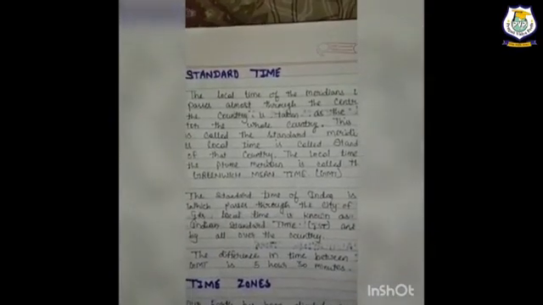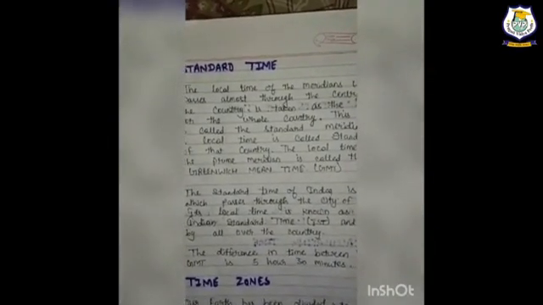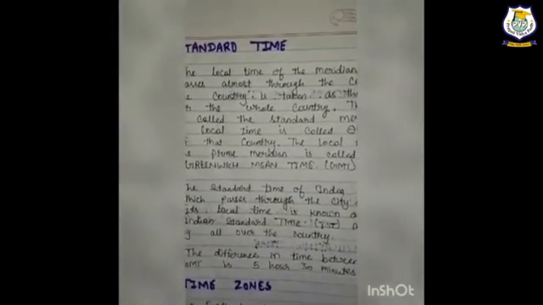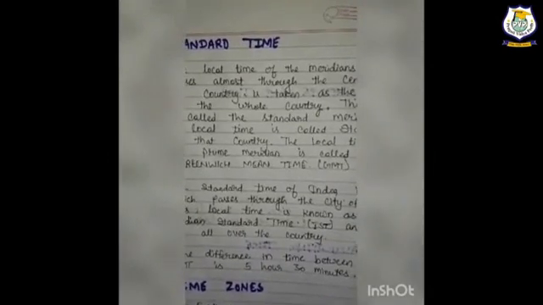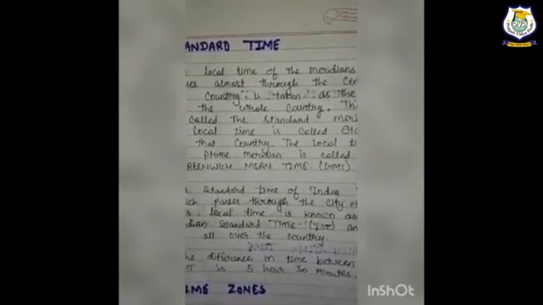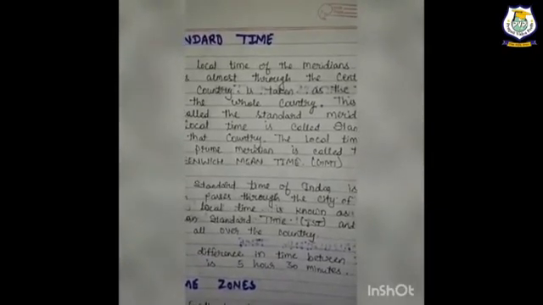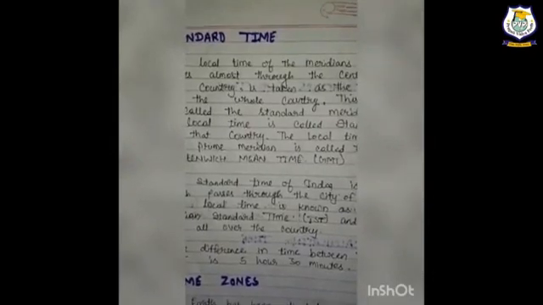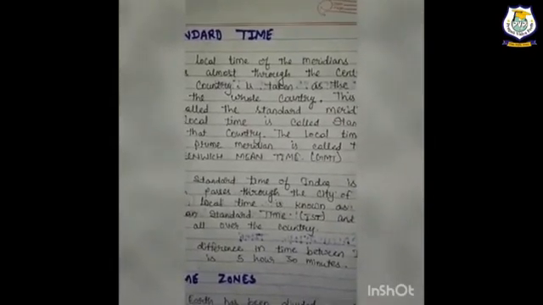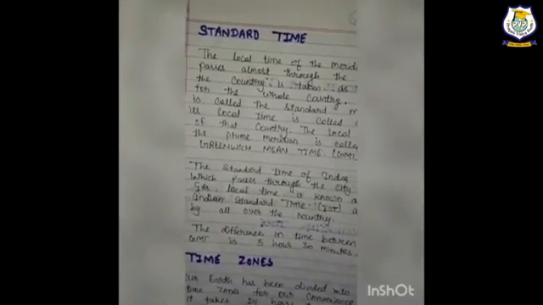Every country has a few meridians passing through it. For example, India has 30 meridians passing through it. So if each meridian were to follow its local time, there would be a lot of confusion within the country, regarding trains and flights timing, etc. So every country needs to have its own standard time.